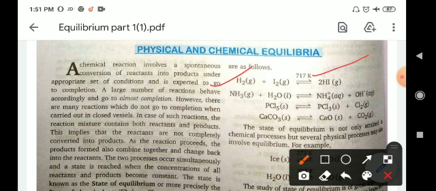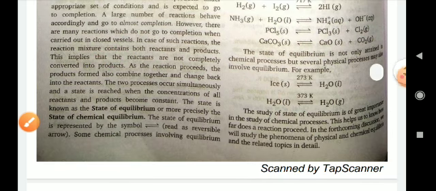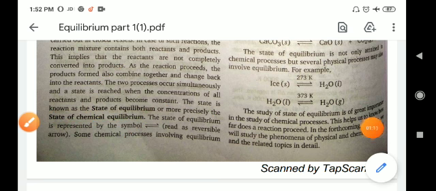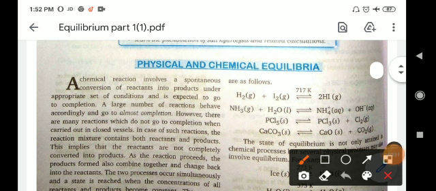Okay, so equilibrium is basically represented by this double headed arrow. The two processes occur simultaneously. A state is reached when the concentration of all the reactants and products become constant. Then this state is known as the state of equilibrium, or more precisely the state of chemical equilibrium, represented by the symbol double arrow. Some chemical processes involving equilibrium are, for example, H2 plus I2 gives 2HI.